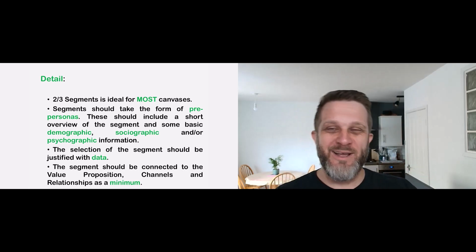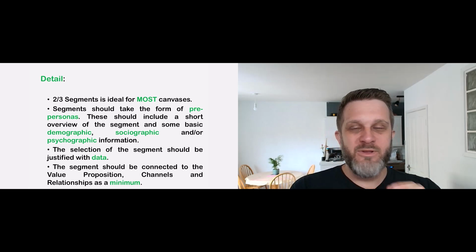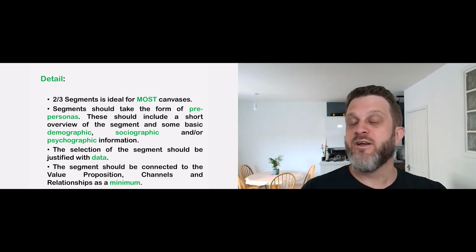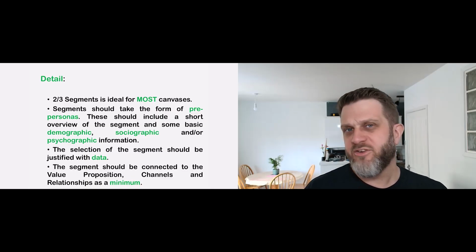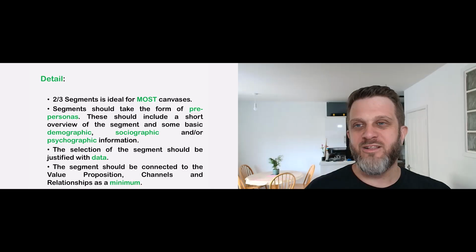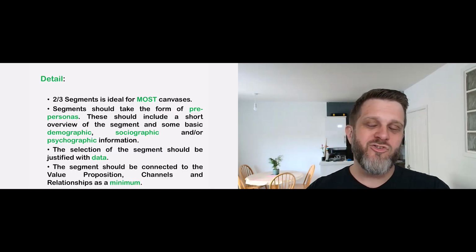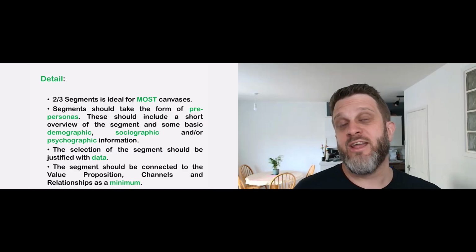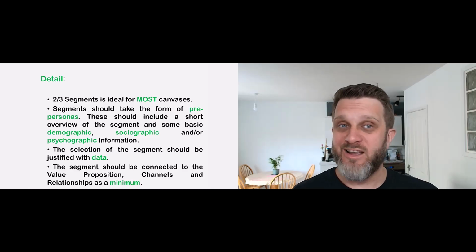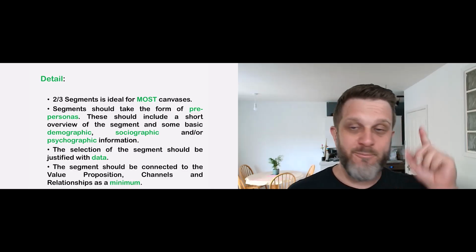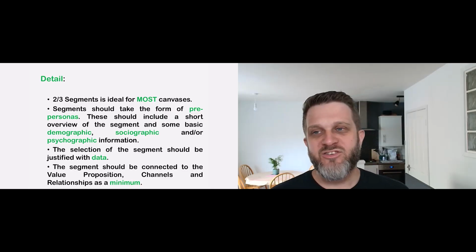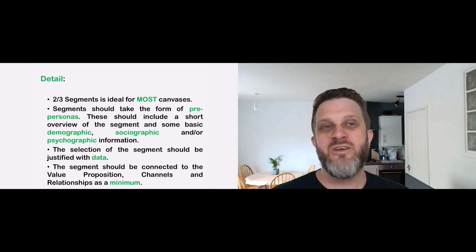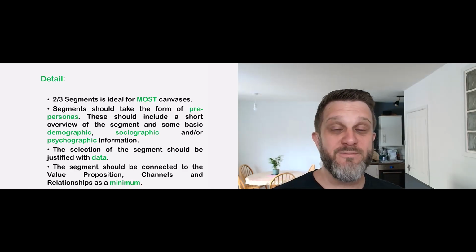So we're looking at those 3 elements being within that pre-persona. And the reason I call this a pre-persona is it's not a full persona. We're not going into lots of depth and detail. What we are trying to do is justify this with a bit of data. Why are you saying this? Where is that perspective coming from? So it's not just, I've had an idea. It's, there's a reason why this person is the person I'm choosing.